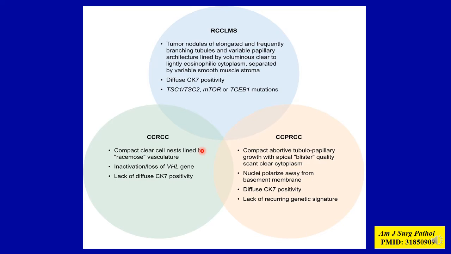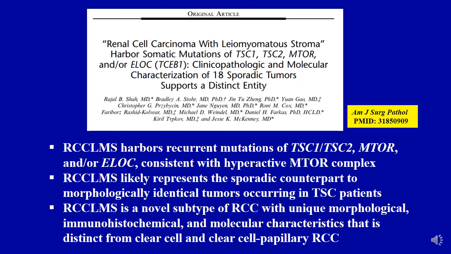You don't really need molecular features in the majority of cases, but in some cases it may be important to correctly differentiate these tumors. And again, I emphasize that you watch that separate video that I have made regarding this RCC LMS category. And here is the link for this particular paper. We showed characteristic molecular features, and I think that showed that they are the sporadic counterpart of morphologically identical tumors occurring within tuberous sclerosis patients.